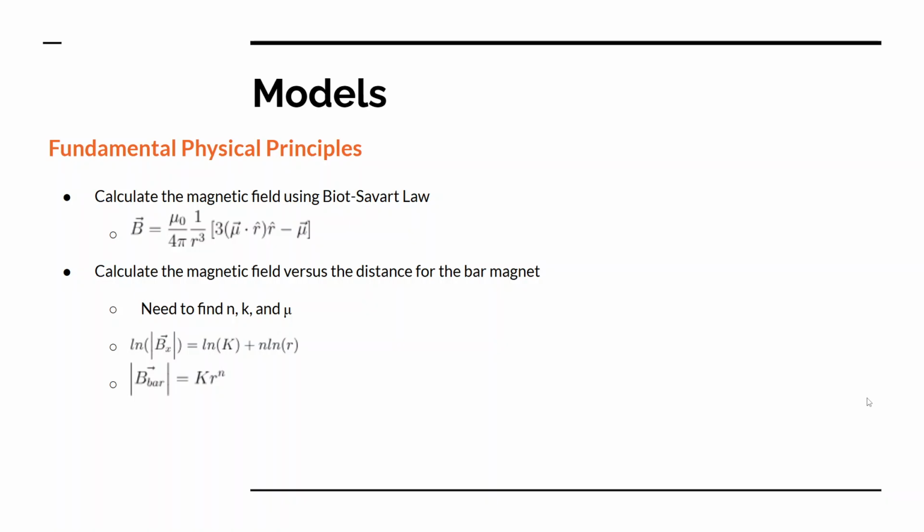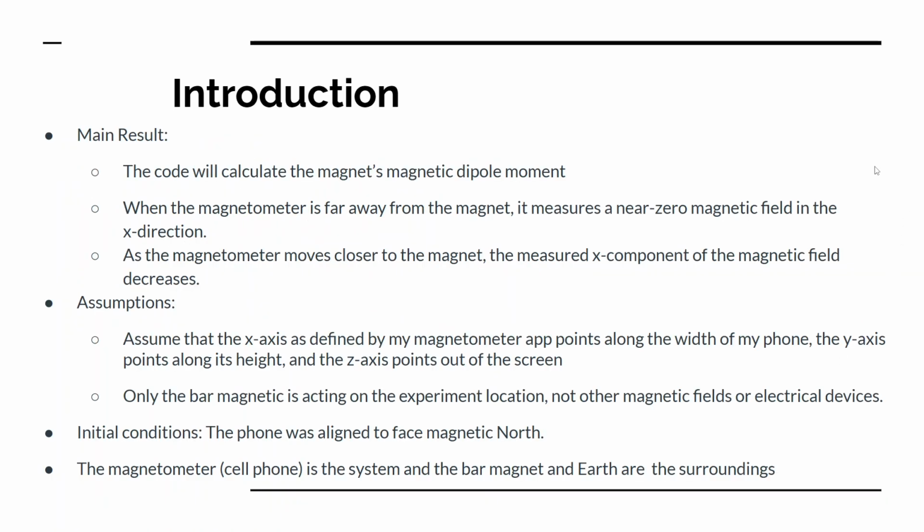For the fundamental physical principles, we'll be using the magnetic field using the Biot-Savart law, and we'll also be calculating the magnetic field versus the distance for the bar magnet by finding the values of n, k, and u using the following equations. For the main results, we found that the code will calculate the magnet's magnetic dipole moment.